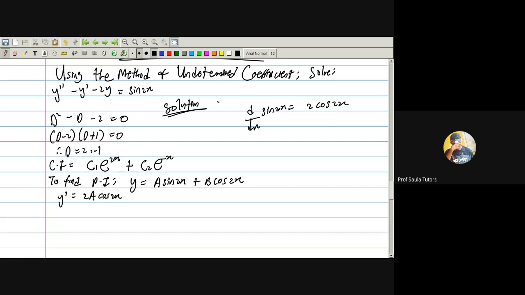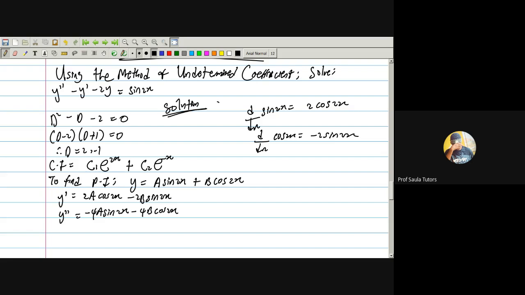Then for cos, let me remind you, differentiating cos 2x gives minus 2 sine 2x. So minus 2b sine 2x. So that's my y prime. Next, you have to find your y prime prime. Differentiate this one more time. This one is minus 4a sine 2x minus 4b cos 2x, because differentiating sine still gives cos.